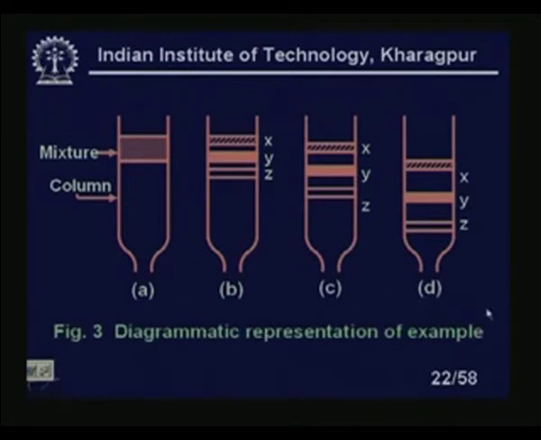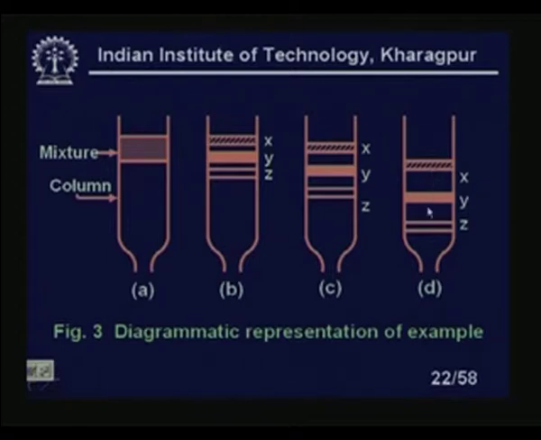This is the thing which we are seeing. There is a mixture, there is no separation. When the mobile phase is moving through the column, slowly there is a separation. At the end there is a large separation, that means the elution times become more and more.